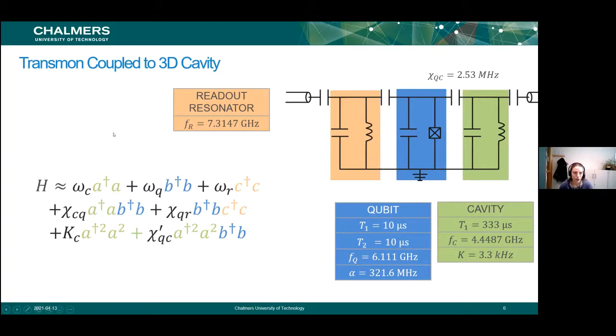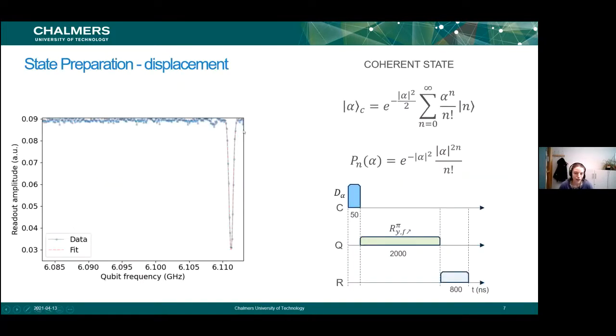I managed to couple a transmon, and now I chose to create my states by using displacement gates and snap gates. And displacement gates are very simple. They are just a pulse at the cavity frequency that we send to the cavity. And then to probe which state we created, we send a very long pi pulse to the qubit, and then we change the frequency of this pulse.